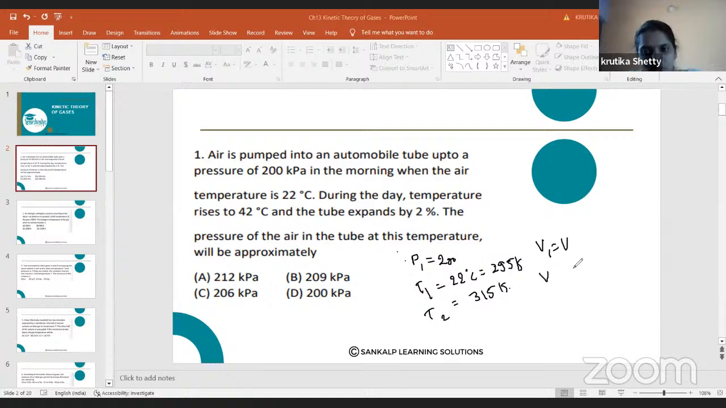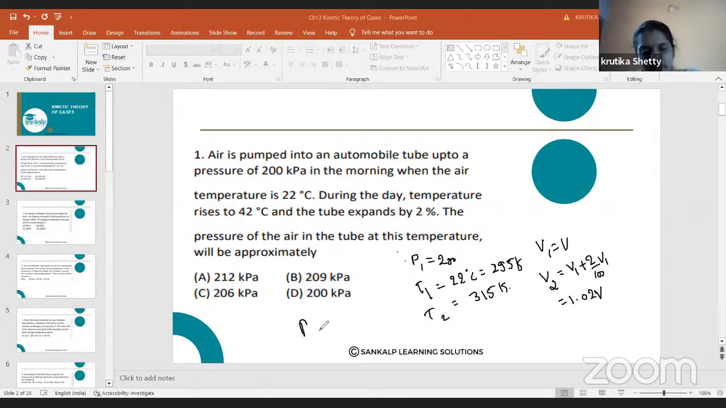So V2 is equal to V1 plus 2 by 100 of V1, because 2% is of V1. If you simplify this, you will get 1.02 V. So I'll take 1.02 V as your V2 value. Now you have P1, T1, T2, V1, V2, everything. We just require the P2 value. So you take P1 V1 by T1 is equal to P2 V2 by T2.